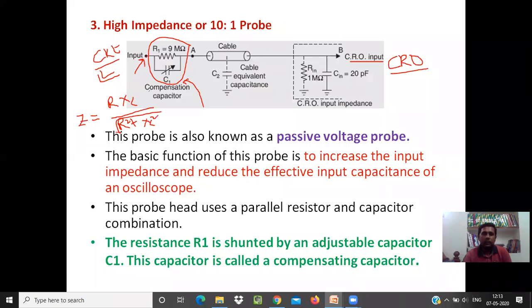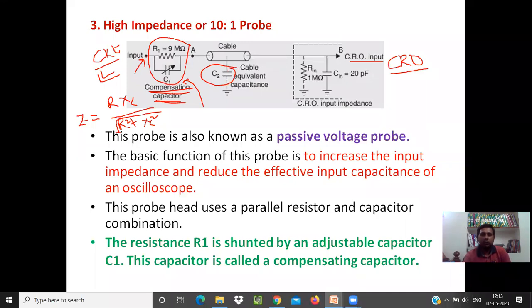This capacitor is also known as the compensator capacitor. This compensation capacitor is used to reduce the added capacitance which happens in the first type of probe. That added capacitance is compensated with this capacitor C1, and in series with this combination we have C2, which is the cable equivalent capacitance.